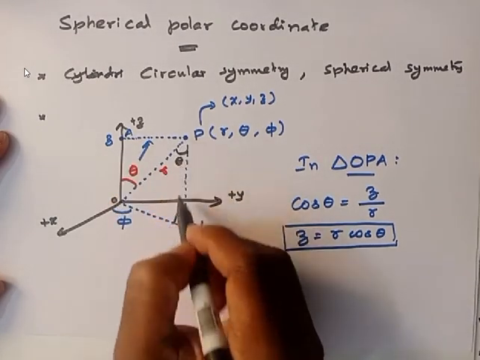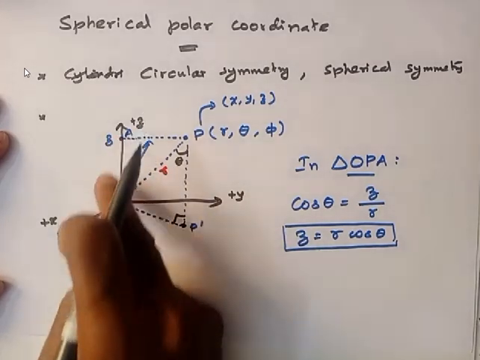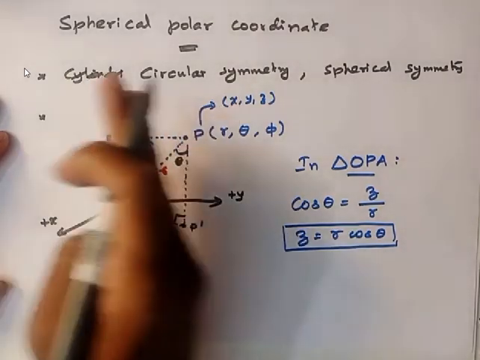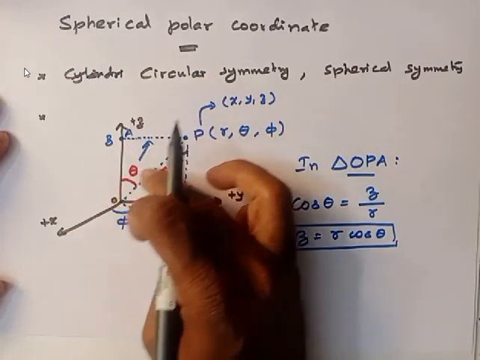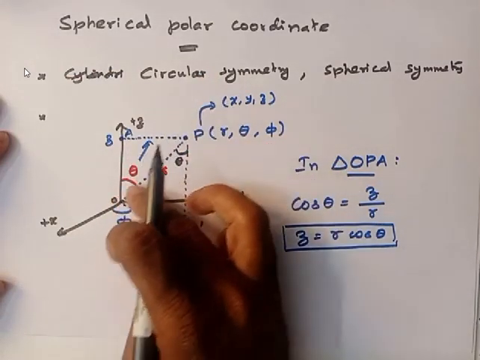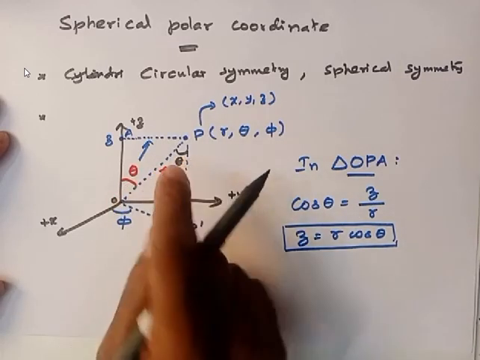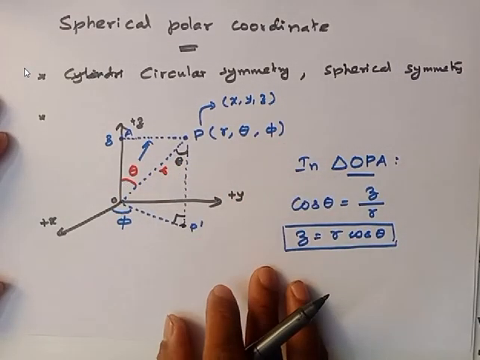Because these two lines are parallel. Line O, the z-axis, and P, P prime, these two lines are parallel to each other. Therefore, if you draw any line connecting this line and this line, then this angle and that angle should be same. This is the property relation.